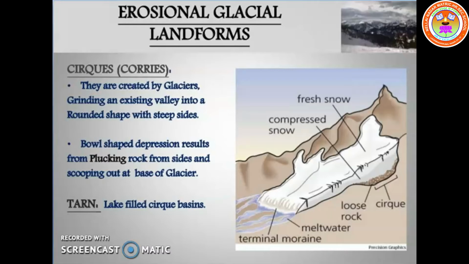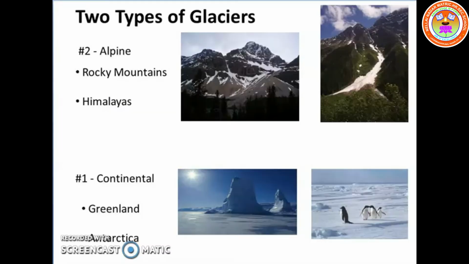Continental glacier. Thick sheet of ice that covers vast area of a continent is called continental glacier. These glaciers cover large areas of land. For example, Antarctica. Antarctica is an example of continental glacier.